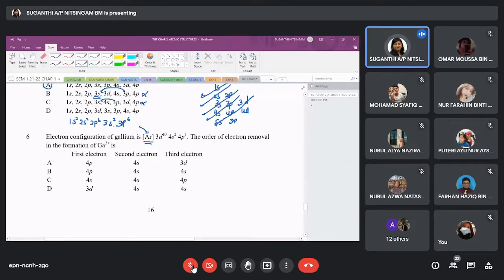The order of electron removal. So kita remove dari mana dulu? So what's your answer? Which is your answer?